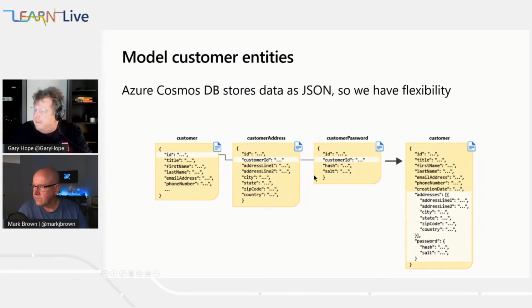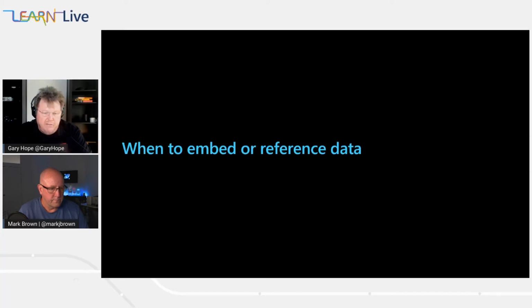We can also embed the customer password in as an embedded JSON object in our customer object as well. Now we have a single document that represents everything related to the customer, and we can perform operations against that consistently in single operations.